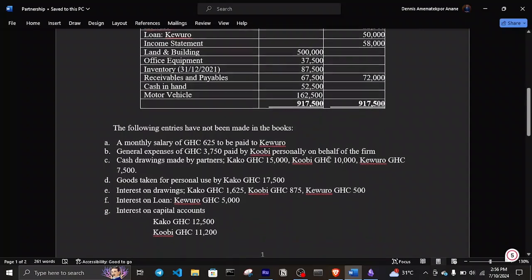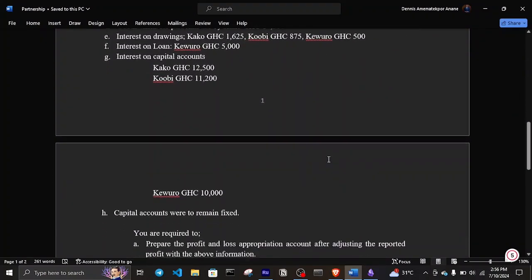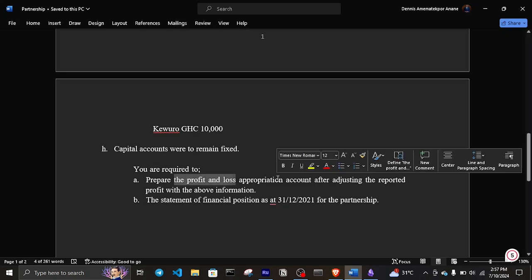Note that in the profit or loss appropriation account, we distribute the profit or the loss the business incurred to all the business's partners. And I repeat, in the profit or loss appropriation account, we distribute the profit or the loss the business incurred to all the business partners.